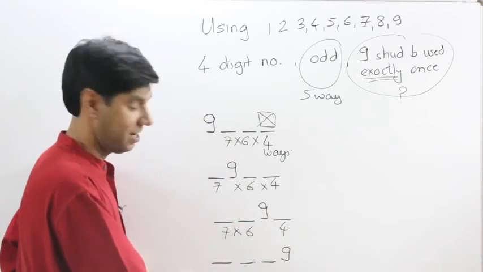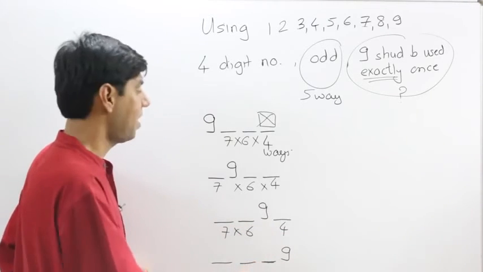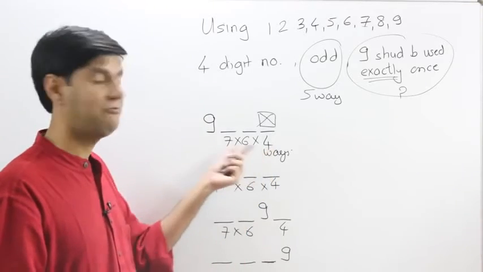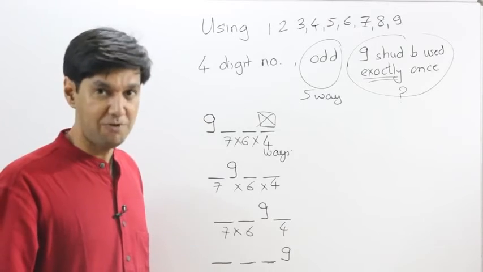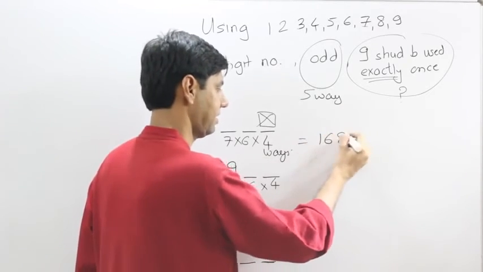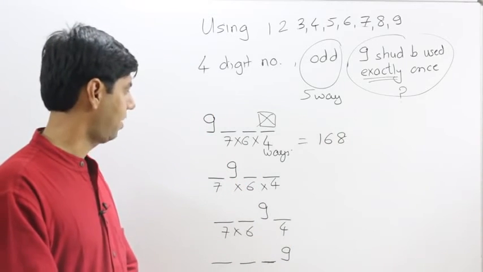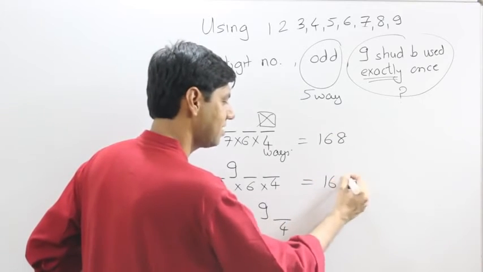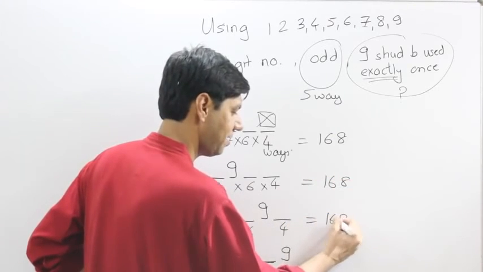However, now we are different. This case is different over here. Let me do the multiplication first. 6 4s are 24. 24 into 7 is 140 and 28, that is 168. So these all are going to be 168, 168, 168.